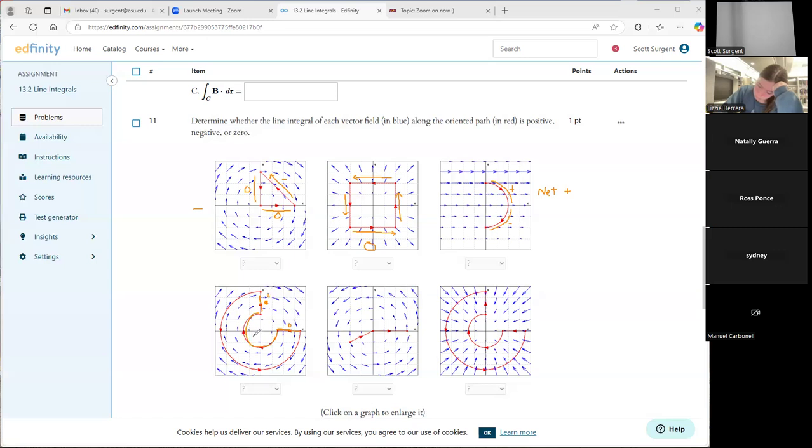This one's probably going to be plus, but not very strong. Now, this outer path, it's a long path and it's going against the headwinds. So this one's a strong negative. So net, this one's going to be a pretty strong negative. We have a little bit of positive, a couple zeros. This one's going to be a net negative.